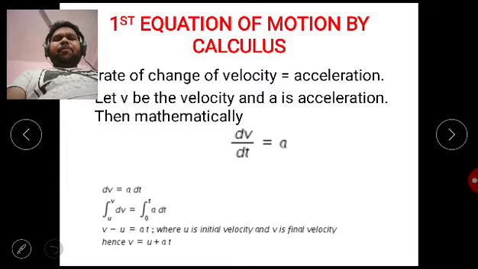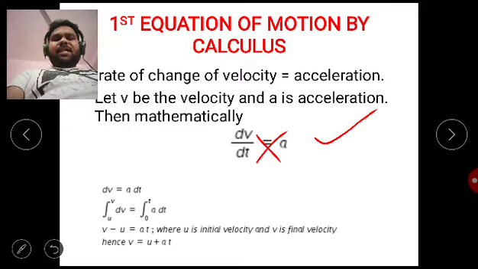We have already studied that instantaneous acceleration is defined as the rate of change of velocity with time, or a is equal to dv by dt. This is called instantaneous acceleration. So when we cross multiply, we get dv is equal to a dt. After getting dv is equal to a dt, we will integrate both sides with limits.